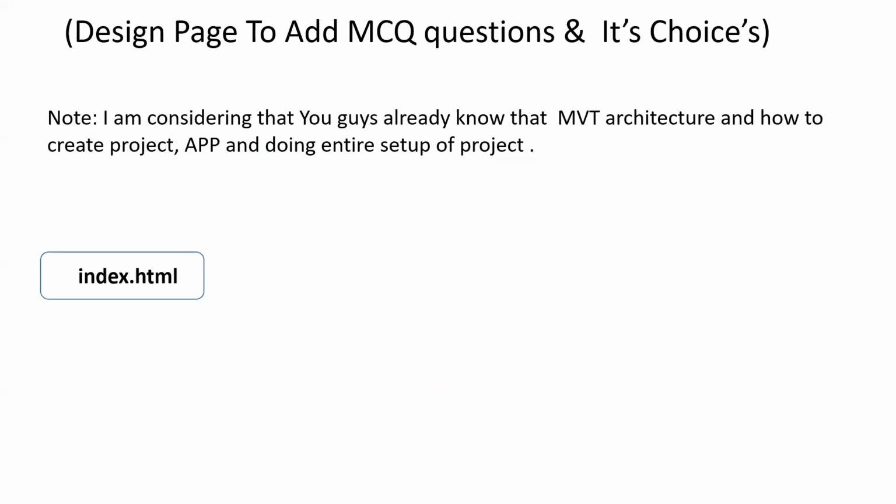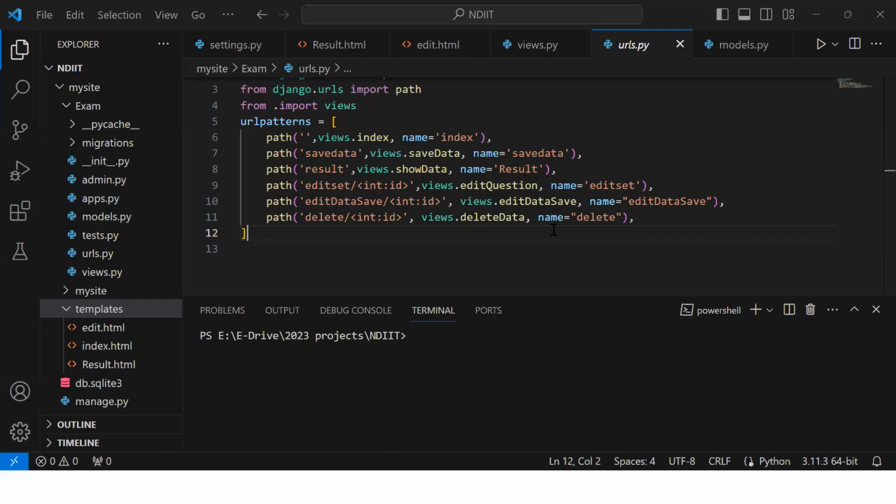So first we have to create an index.html, and inside of index.html we have to design the user interface for adding a question and its multiple choices. Okay, so inside of this HTML page we should have our user interface, our controls, and the controls should accept a question, and along with the question it should accept all the multiple choices. Okay, so let's have a look.